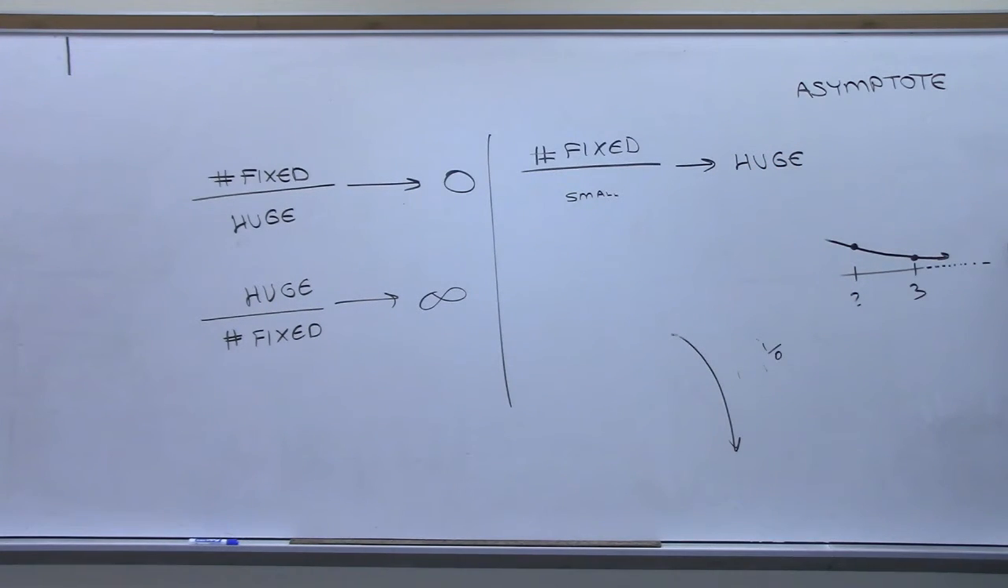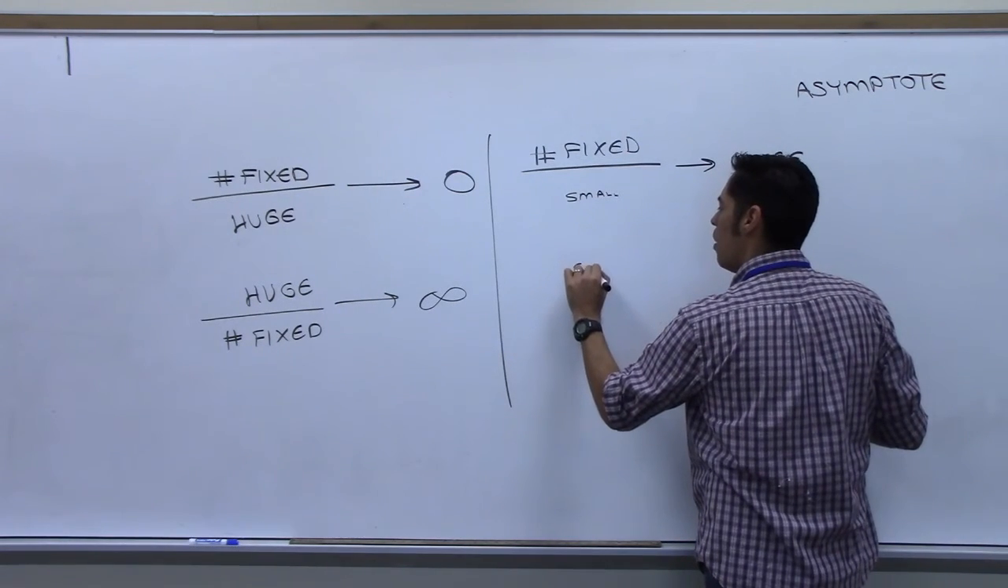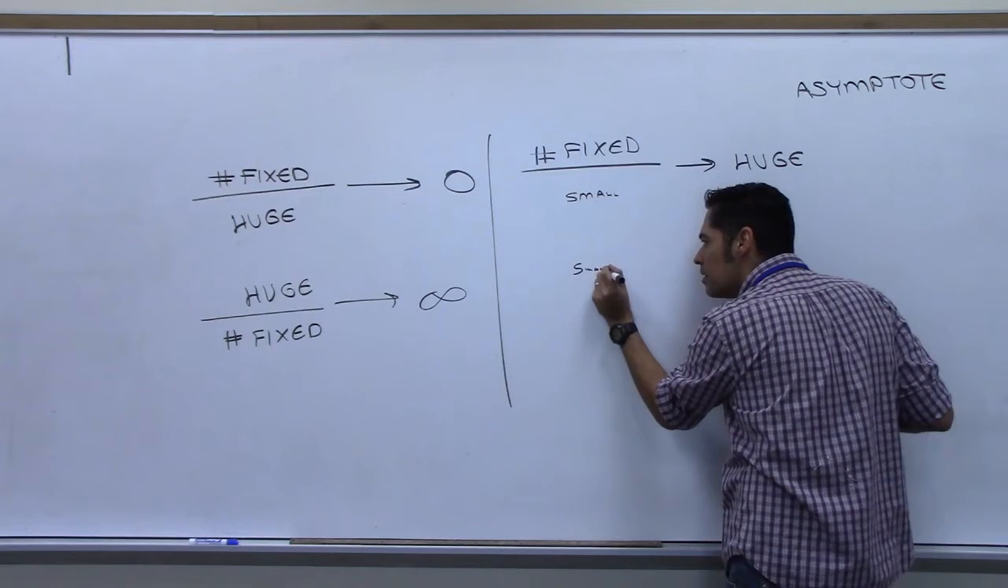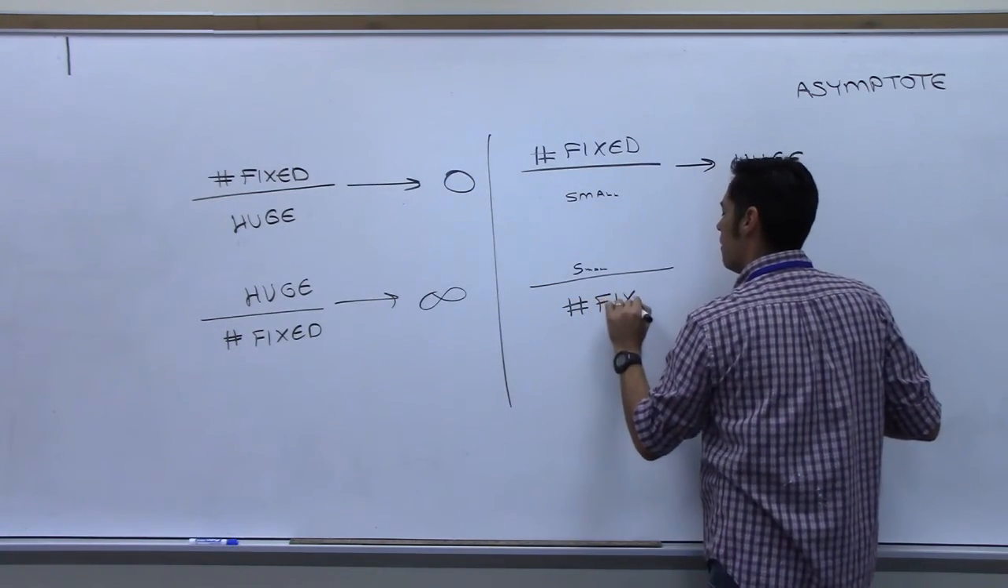Understand that? What about this? Flip that one. Take a really small number. I'm writing it small because it's a small number. And divide that by a fixed number.